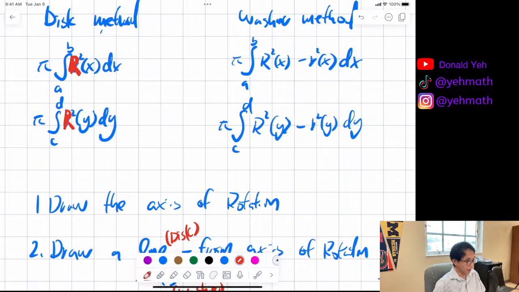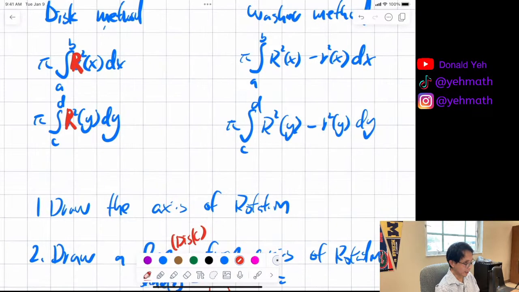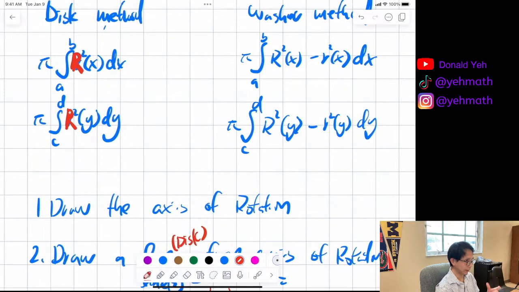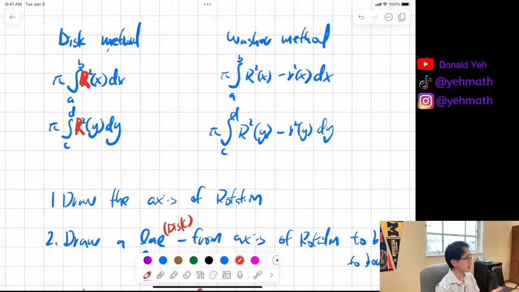All right. So this method here is gonna be r squared x dx and r squared y dy, and that's a big R. That's just one radius. So this method does only have one radius. A washer has two radii, a bigger radius, and you take out the middle radius here. And that's why it's called the washer method. So r squared x minus r squared x dx, and r squared y minus r squared y dy.